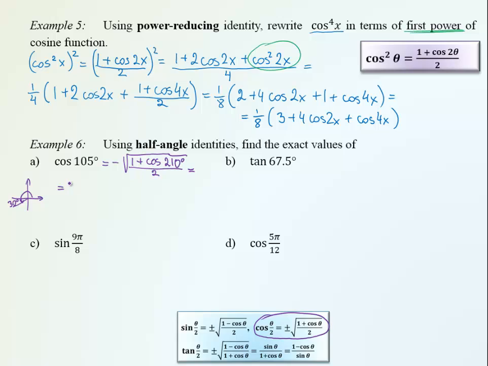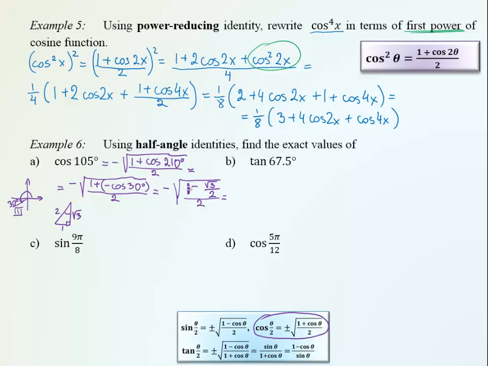Therefore, this expression is negative root 1 plus cosine of the angle in the third quadrant, which is negative. So instead of cosine 210, we'll write negative cosine of the reference angle, which is 30, everything over 2. Okay, the exact value of cosine 30 we'll take from special triangle, half of equilateral triangle. This is 1, 2, root 3, and 30 degrees is this angle, so cosine 30 is root 3 over 2. Therefore, we have negative root of 1 minus root 3 over 2, and everything over 2 again.